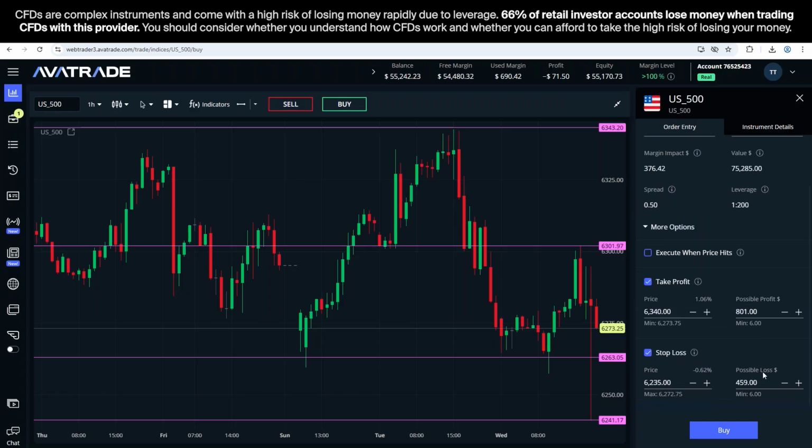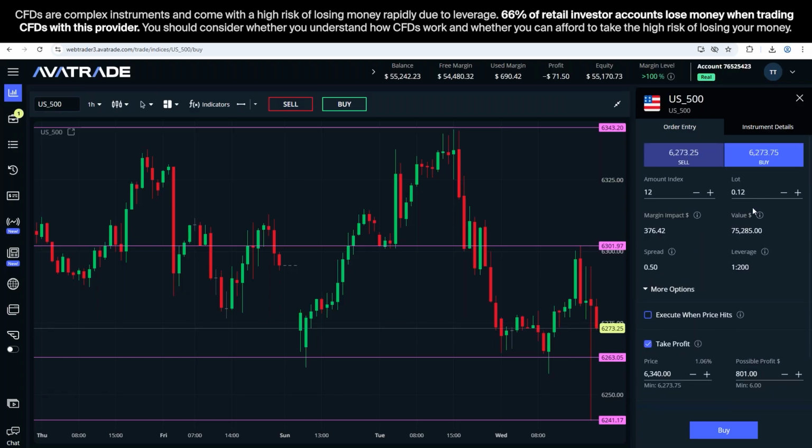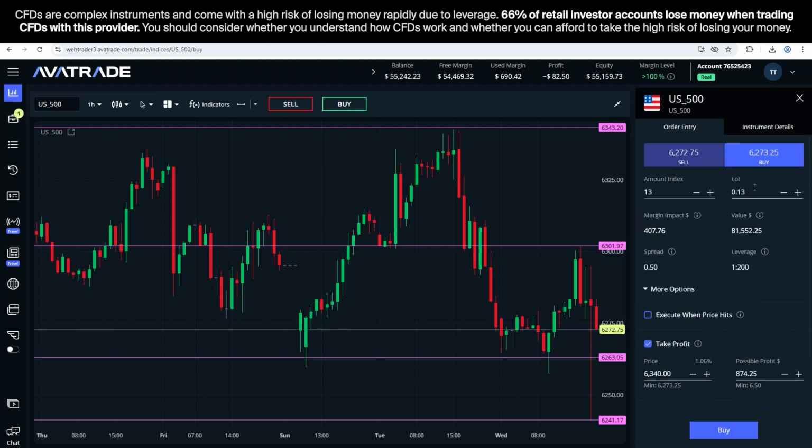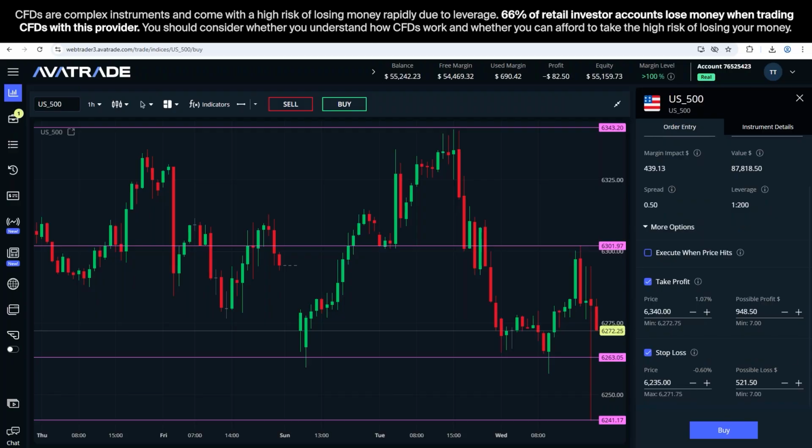0.12, I'm risking 459 or so. 0.13, now I'm getting closer to my 1%. So it looks like 0.14 is going to be the sweet spot, so about 520, which is just under 1% of my account.